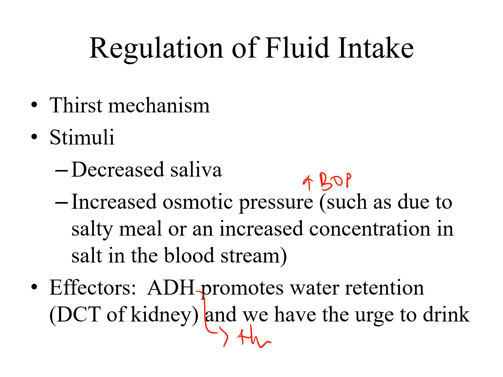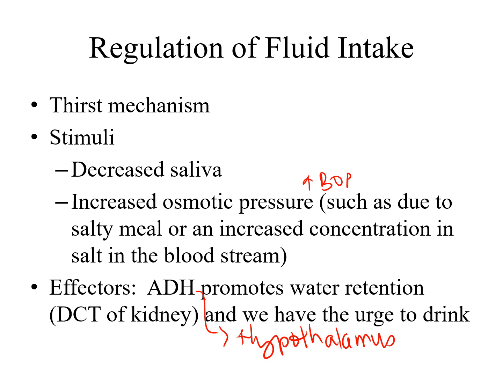It's made in the hypothalamus. No mistake, that is the part of the brain that controls drinking and eating, hunger and thirst. So when you are thirsty, the hypothalamus also promotes the release of ADH from the posterior pituitary. ADH travels to the DCT of the kidney and promotes water retention there by inserting aquaporins, which are water channels.